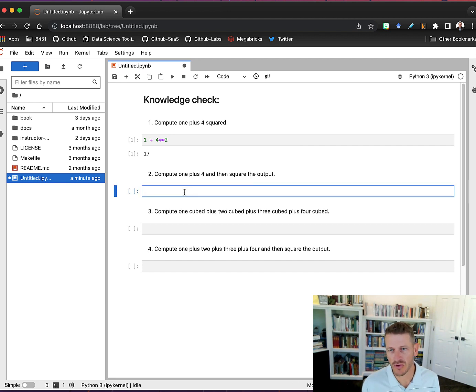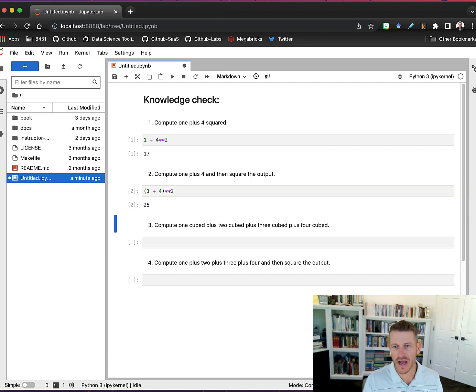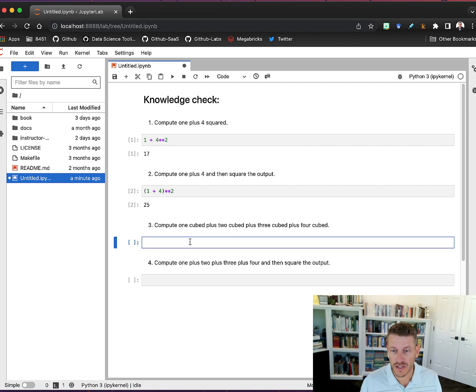Now number 2 is compute 1 plus 4, but then square the output, right? So this is making sure you think about the order of operations. We want to do 1 plus 4 within parentheses, right? That's going to ensure that those are performed first, and I can take that output and I can square it. And so now we get 25, which is expected. 1 plus 4 is 5. 5 squared is 25.